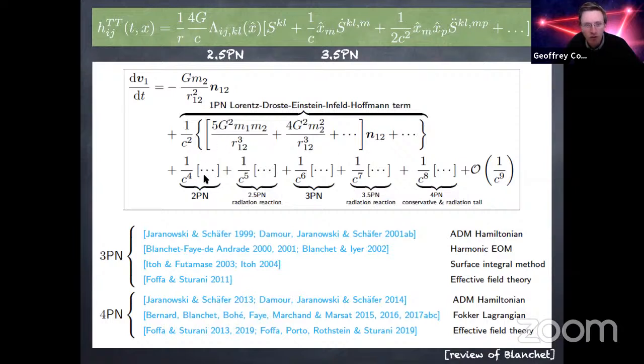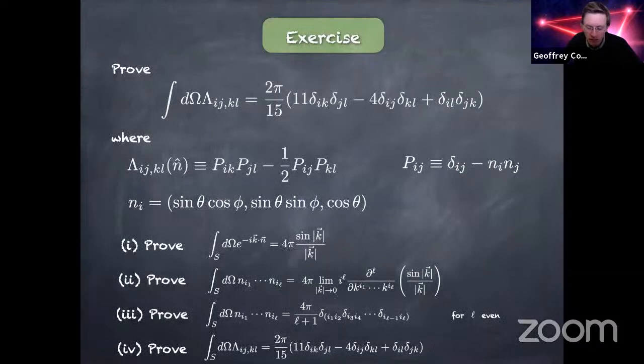There are many other terms due only to the conservative motion that is changed, and there is an entire formalism for that, involving the Fokker Lagrangian, the ADM Hamiltonian, and various other methods. I don't have time to cover this, but here are some references. The current state of the art is 4 PN, for post-Newtonian order, and there are already some terms known at higher orders. So to conclude this section, let's do this exercise.